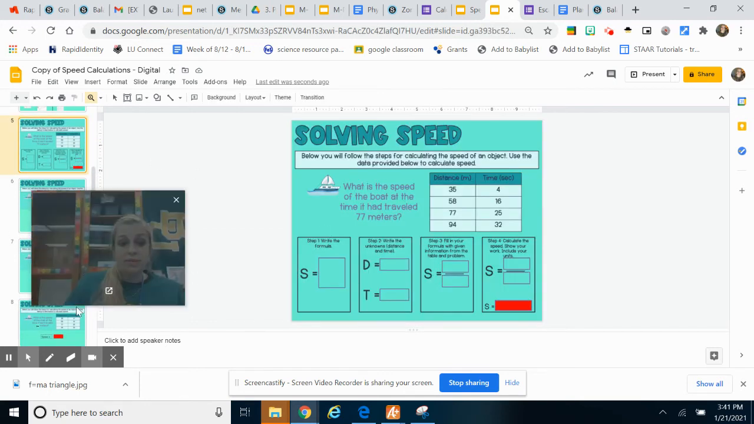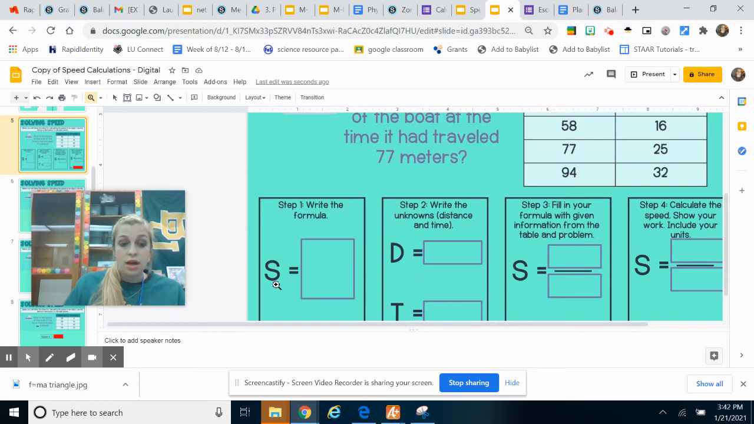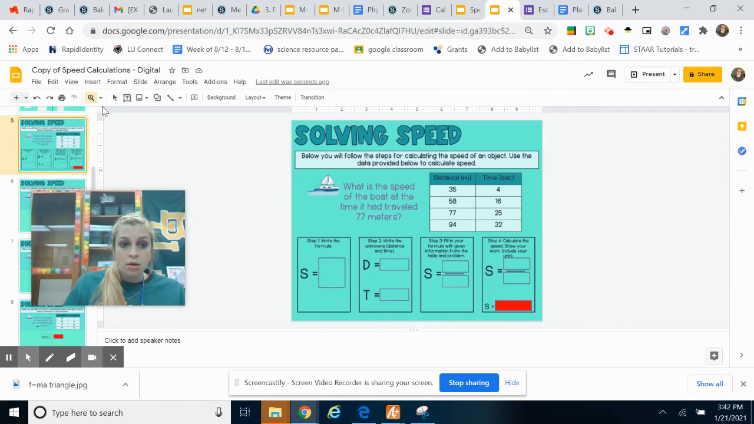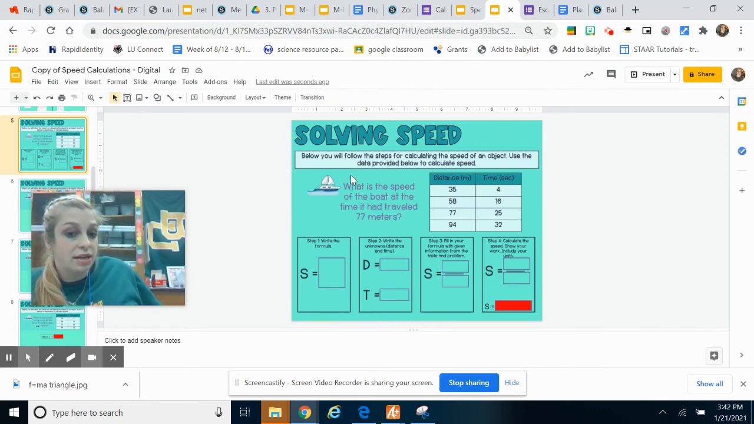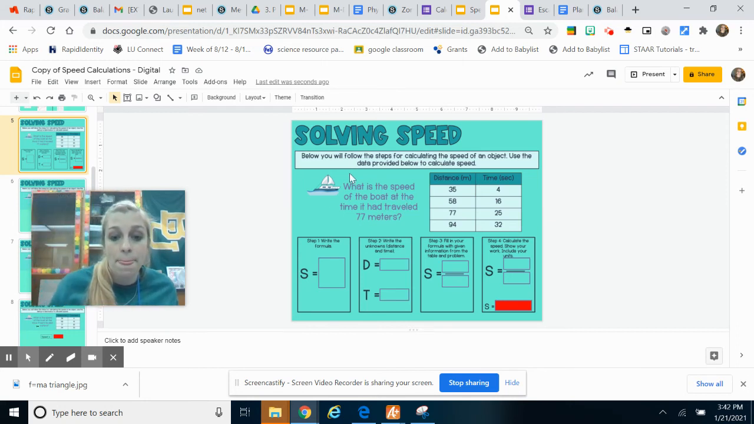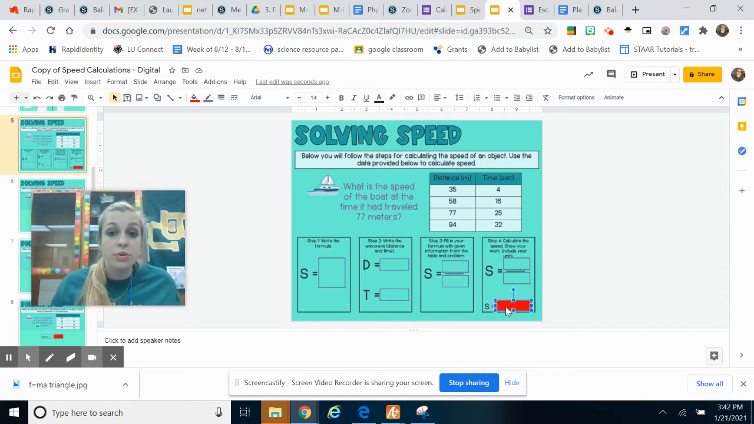Then you are solving for speed. The speed problems will look like this. The first one is going to walk you through the steps. The other ones are going to let you do it a little more on your own. So it says below, you'll follow the steps for calculating speed of an object. Use the data table provided to calculate speed. Your question is, what is the speed of the boat at the time it traveled 77 meters? The answer that you're putting in the Google Forms is the answer from the red box. So we're not messing with the Google Forms until we get to the red box.